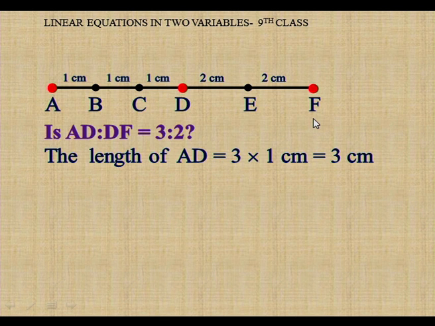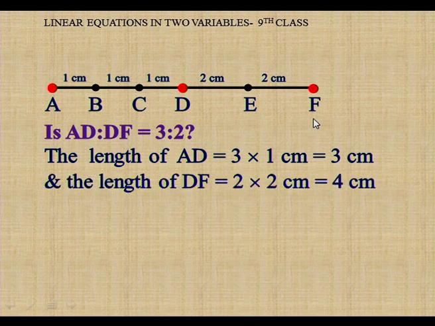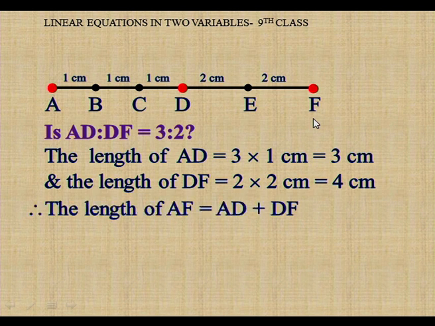How much is it? 3 centimeters. The length of DF, there are 2 parts, 2 into each part is how many centimeters? 2 centimeters. That means 2 into 2, that is 4 centimeters. When you are taking the total length, that is AF, it can be written as AD plus DF, which is 3 into 1 centimeter plus 2 into 2 centimeters.